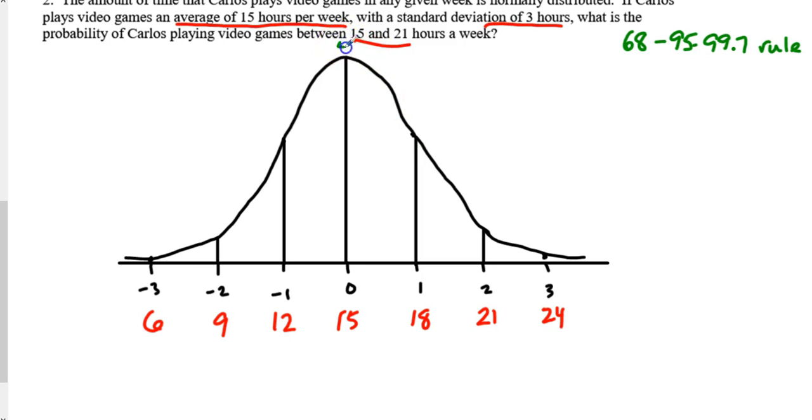Okay, so hopefully you put in 50th percentile in the middle, 84th, 16th, 97.5, 2.5. If you don't remember where those came from, rewatch the previous part of the video. All right. Now let's ask the question about Carlos. 15 to 21 hours. Well, I can see those actually show up right on my distribution here. I don't have to estimate anything, I can just kind of make a shading.